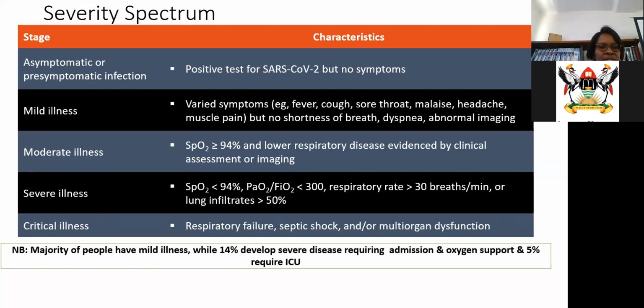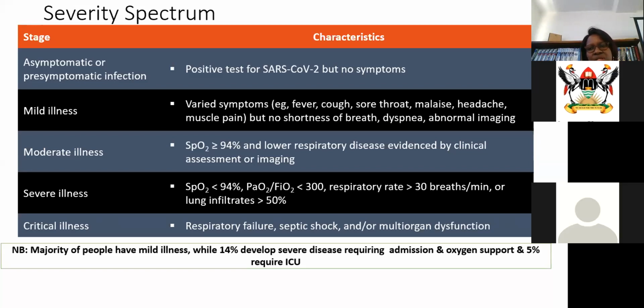The next two categories are the severe illness, where we see patients beginning to desaturate at less than 94%, and they're using increased effort of breathing. They're tachypneic with a respiratory rate greater than 30 breaths per minute, and they have lung infiltrates that are covering over 50% of their lungs. Then the last class is those with critical illness, and those are the ones who have respiratory failure. They have respiratory failure, they have septic shock, and they may have single or multi-organ dysfunction.